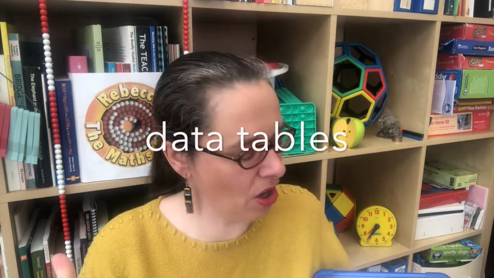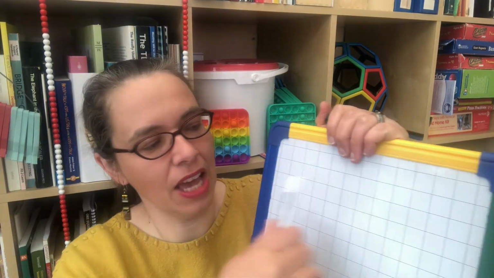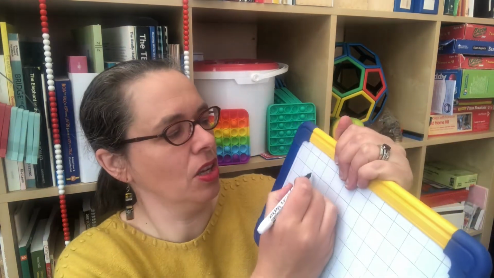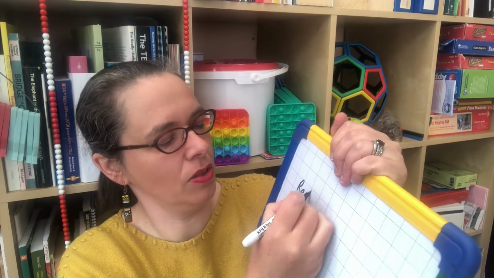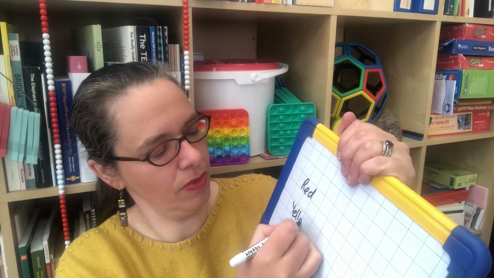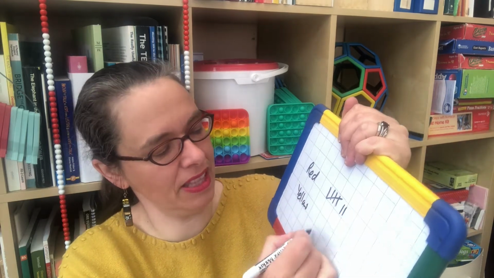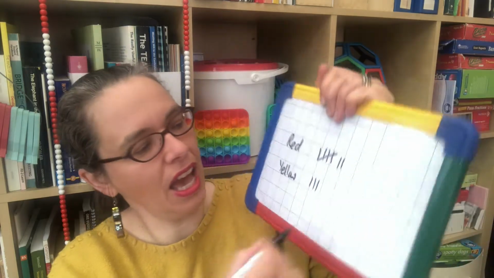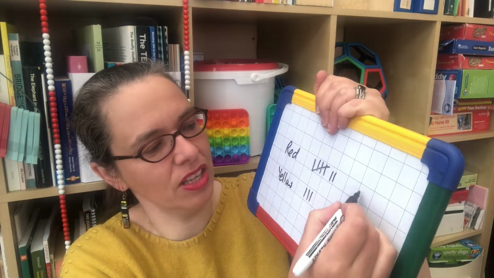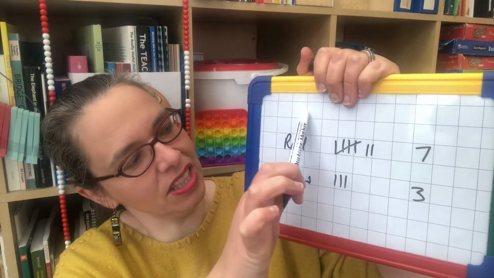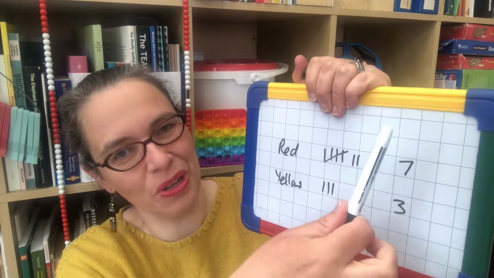And the topic of tallying flows straight on into the topic of data tables, because when we tally, we can count up the tallies and find the totals. So if we think about that two-sided counter experiment, we'd have red counters and yellow counters, and then we'd be tallying them. So if we threw them 10 times, we might get 7 reds and 3 yellows, and then we'd be considering the totals. And we could add the titles colour, tally, total or frequency.